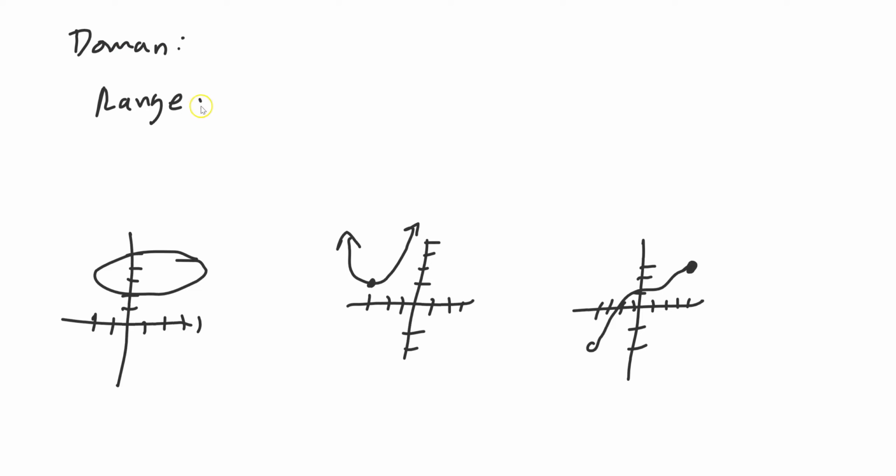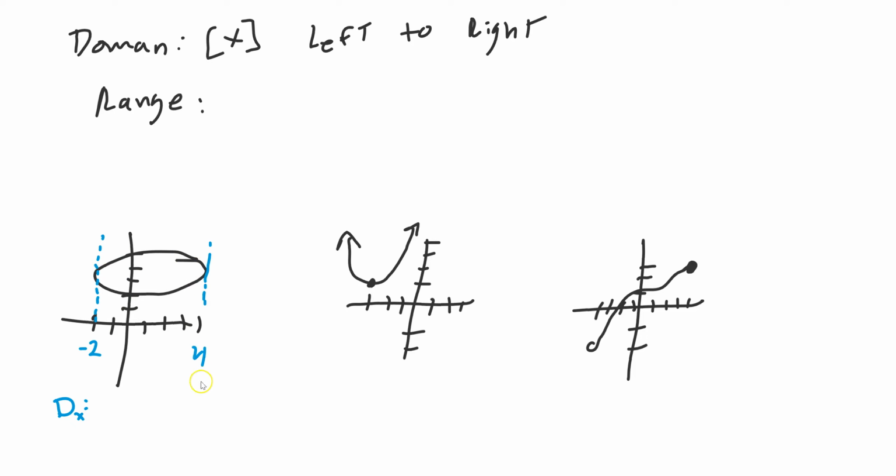If you remember what domain is, domain has to affect x values. So we're going to look at all the x values left to right the graph takes up. So this is the first one here. Find the domain of this one. Remember, domain is the x values. So what's the first left it goes? That goes at -2. The first right it goes is 1, 2, 3, 4. So my graph goes from -2 to 4. That's my domain, just -2 to 4.